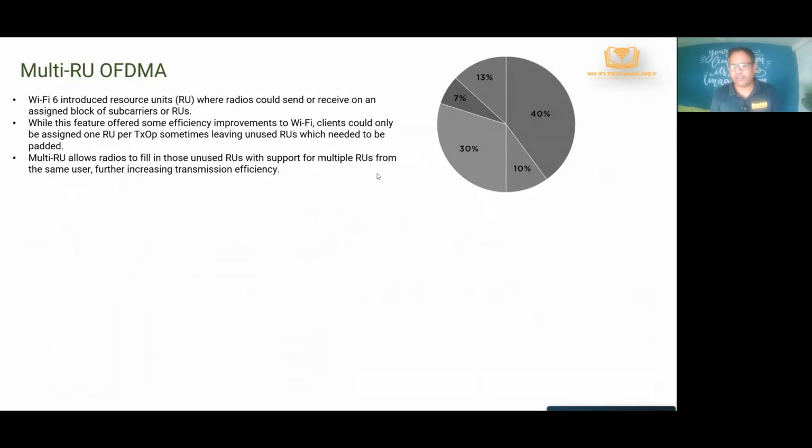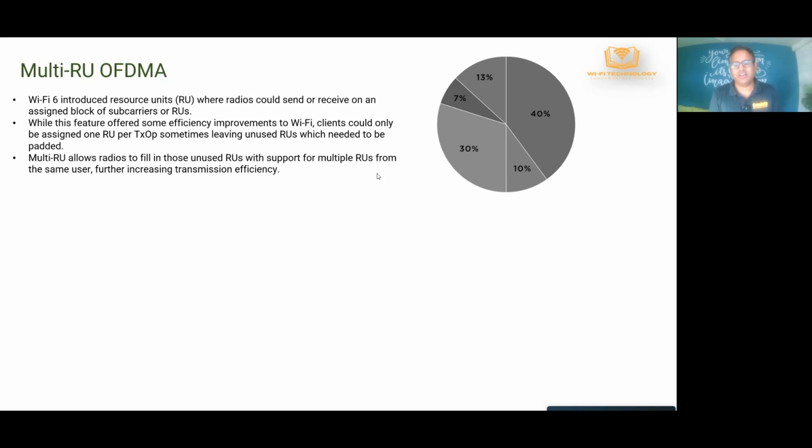Another interesting feature with Wi-Fi 7 is what we refer to as multi-RU OFDMA. If you watched the previous sessions, we talked about something called a resource unit, or an RU. An RU is nothing but a set of tones in the spectrum. So let's say you have an 80 megahertz channel and you want multiple devices to use it. You can divide the 80 megahertz channel into smaller chunks and allocate them as resource units to multiple users.